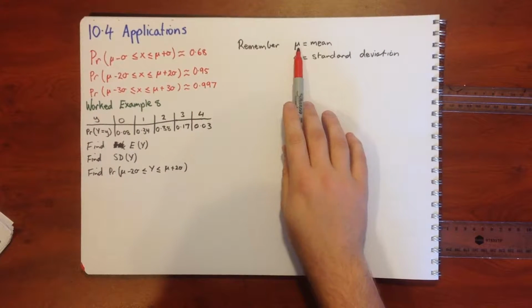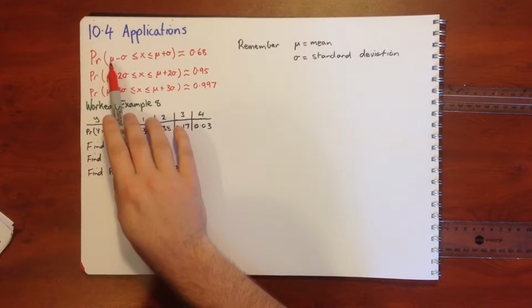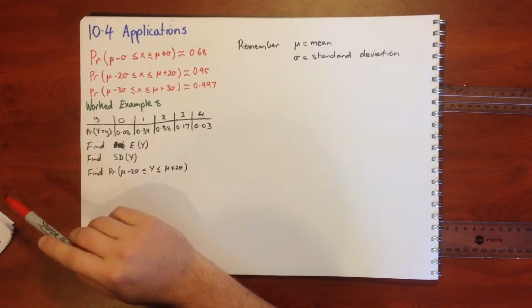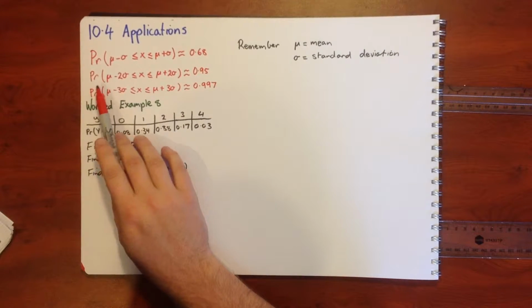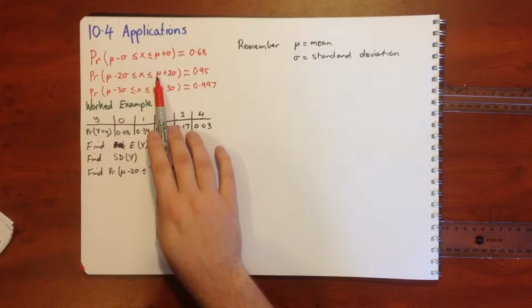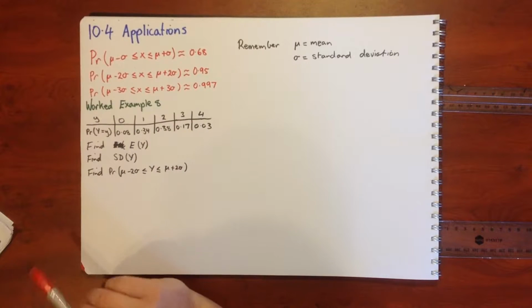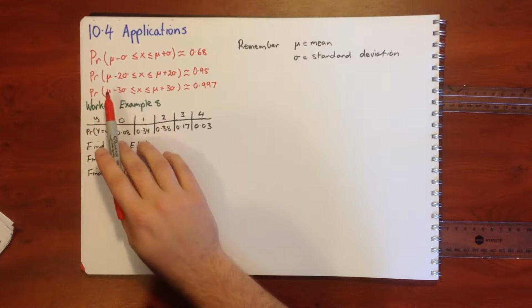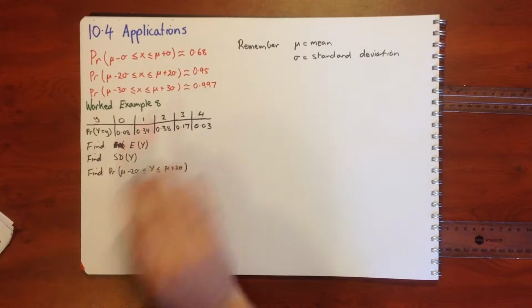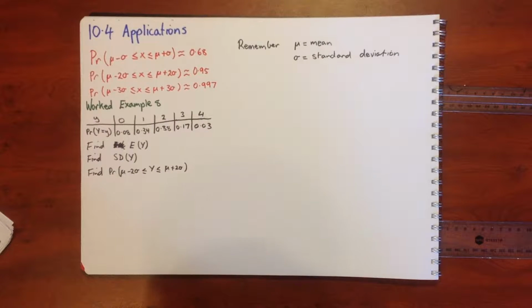Remember, our mu is our mean and sigma is our standard deviation. So this is our mean minus our standard deviation and our mean plus our standard deviation. Similarly, the probability that x is between two standard deviations below the mean and two standard deviations above the mean is equal to 0.95. And the probability that x is between three standard deviations below the mean and three standard deviations above the mean is 0.997, sorry. There's not any more theory to go through, just a couple of worked examples.